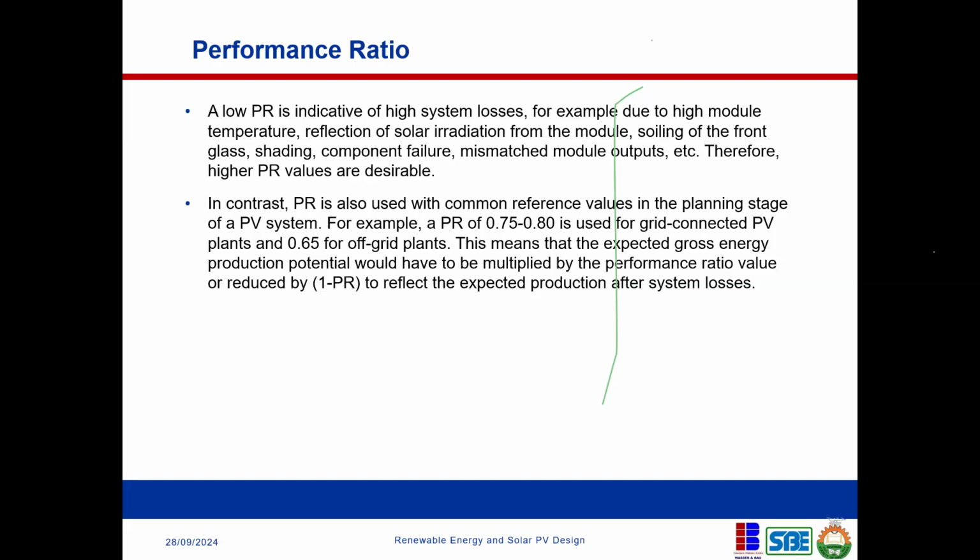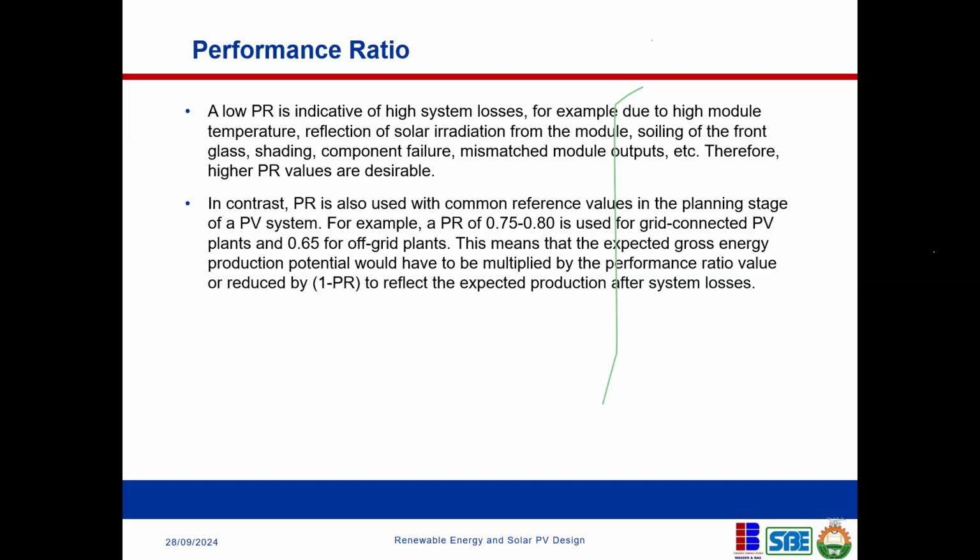So for example, a performance ratio of 0.75 to 0.80 is used for a grid-connected PV plant, and 0.65 for an off-grid plant. This means that the expected gross energy production potential will have to be multiplied by the performance ratio value, or reduced by 1 minus the performance ratio, to reflect the expected production after the system losses.